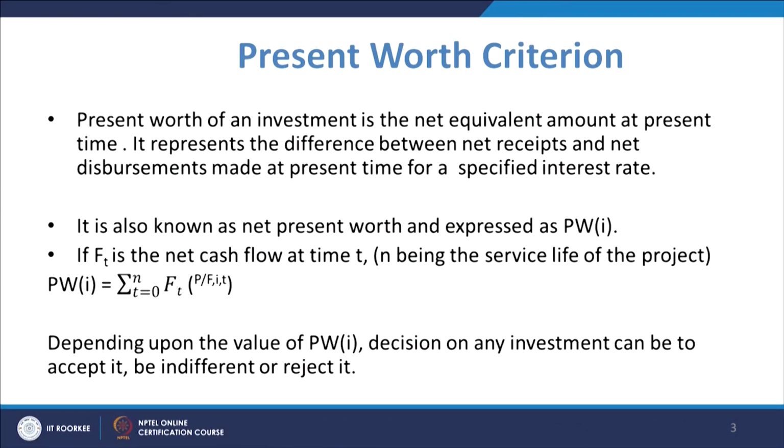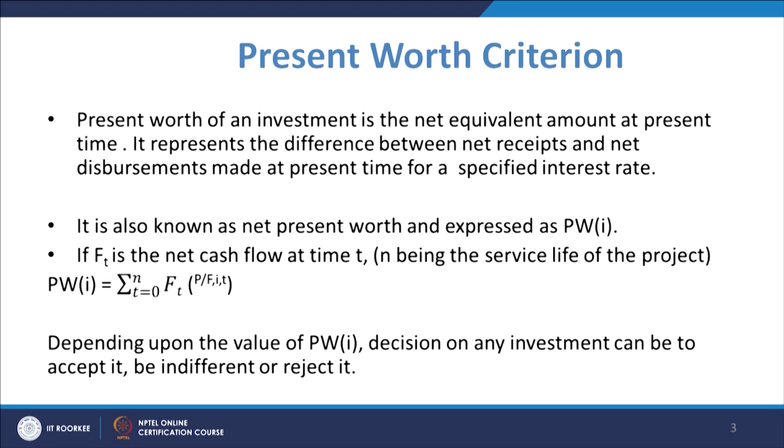It is also known as the net present worth and expressed as PW(i), where i is the interest rate. At a particular interest rate, what will be the present worth? That can be calculated. If Ft is the net cash flow at time t and n is the service life of the project, then PW(i) is the sum for t equal to 0 to n of Ft into (P/F, i, t).